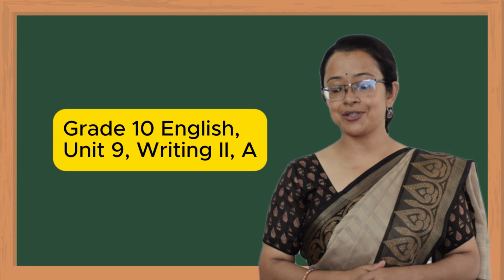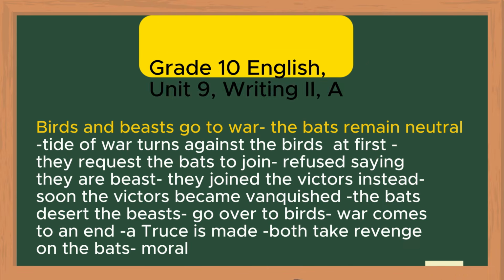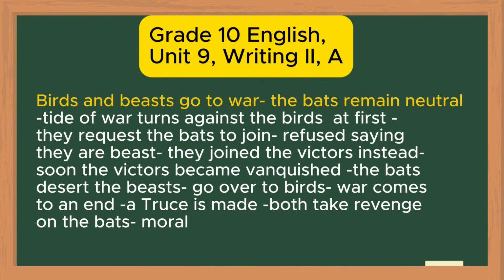And the skeleton of the story reads like this. Birds and beasts go to war. The bats remain neutral. Tide of the war turns against the birds at first. They request the bats to join, but they refuse, saying they are beasts. They join the victors instead. Soon the victors become vanquished. The bats desert the beasts, go over to the birds. War comes to an end. A truce is made. Both take revenge on the bats.